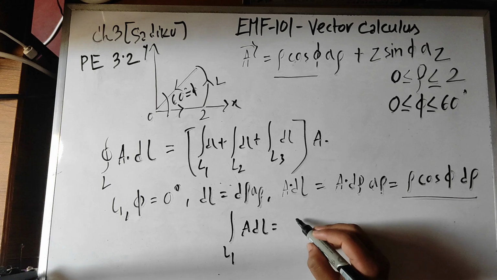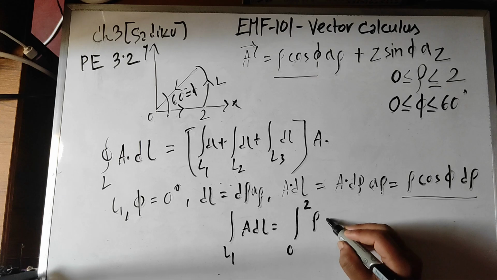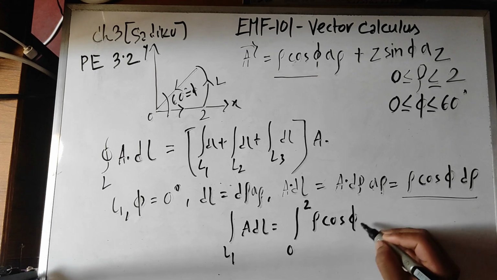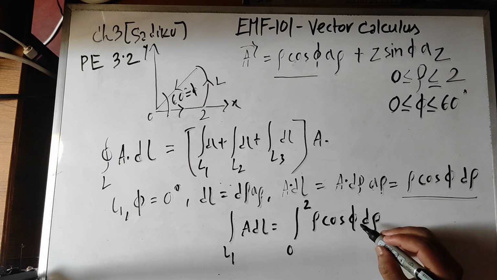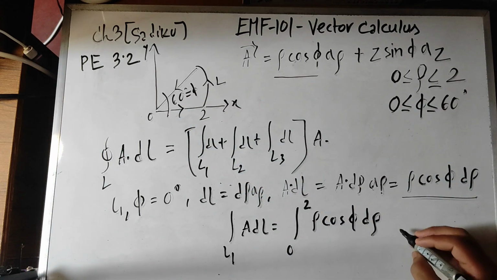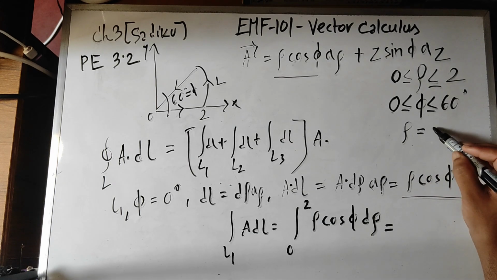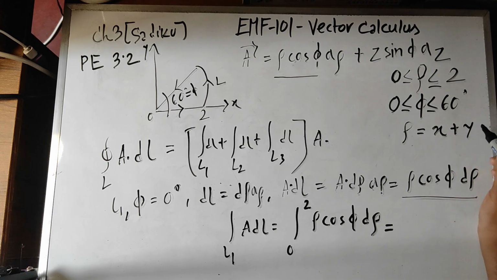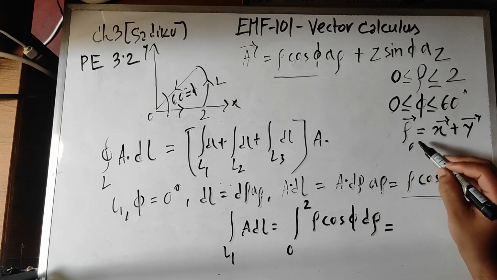A·dL, which means the integral from 0 to 2 of rho cos phi d rho, and phi equals 0 here. So rho is basically this, and phi is also phi.